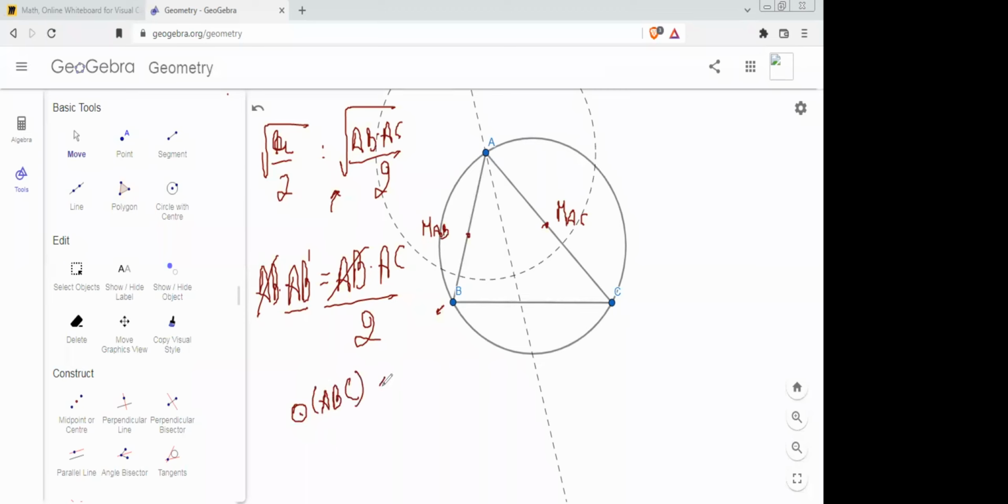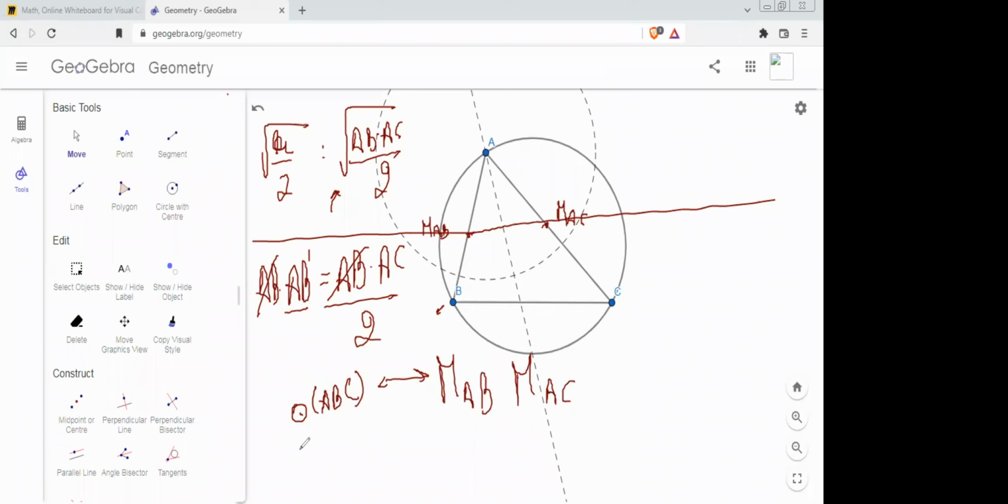Where does the circle ABC go to? The line M_AB, M_AC. These are M by the way, not H. Like midpoints, right? Yes, it goes to the midline.